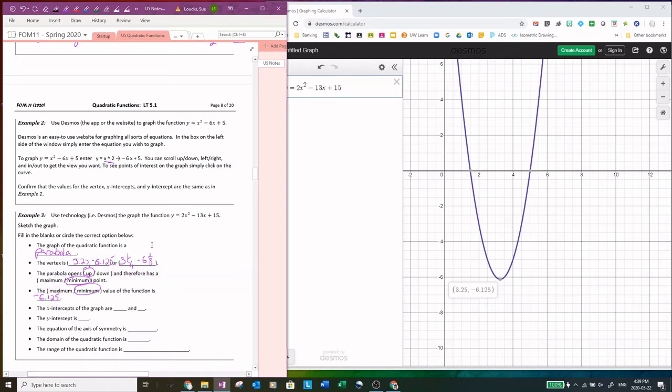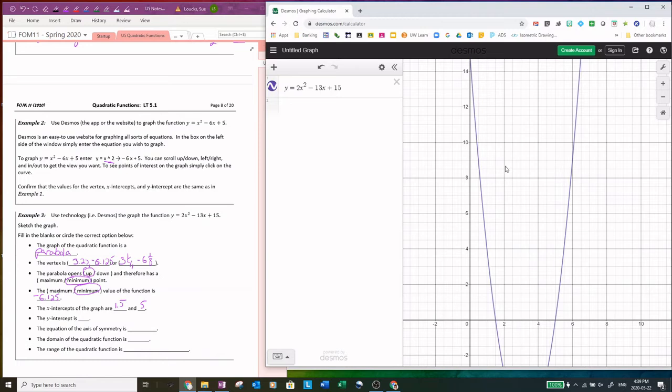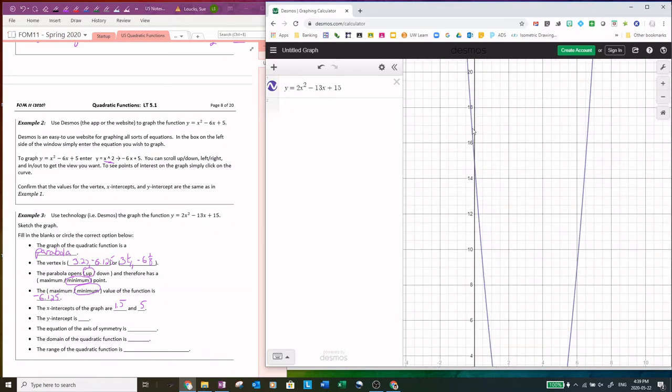The x-intercepts are 1.5 and 5. And the y-intercept is way up here somewhere. That looks like 15, but I'm just going to confirm. Yep, it's 15.